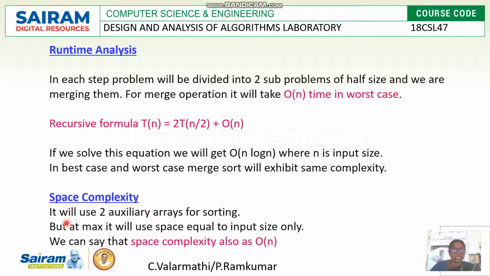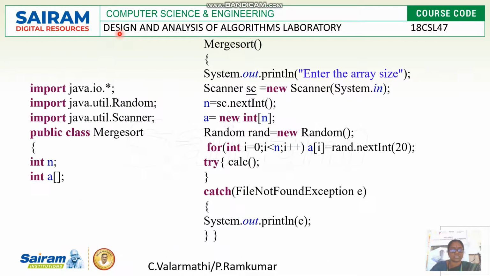Coming to the space complexity, it uses auxiliary arrays for the sorting. We divide the entire array into two arrays, so it takes two auxiliary arrays. The space will be equal to the input size only. Compared with the original array, even though we divide, the space complexity will be the same in merge sort. So this is the analysis we made.